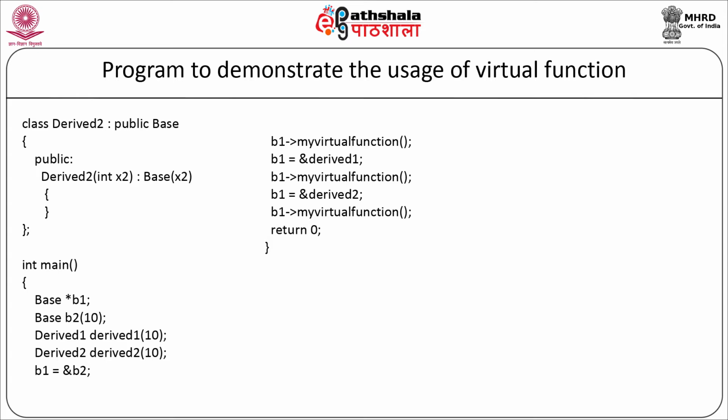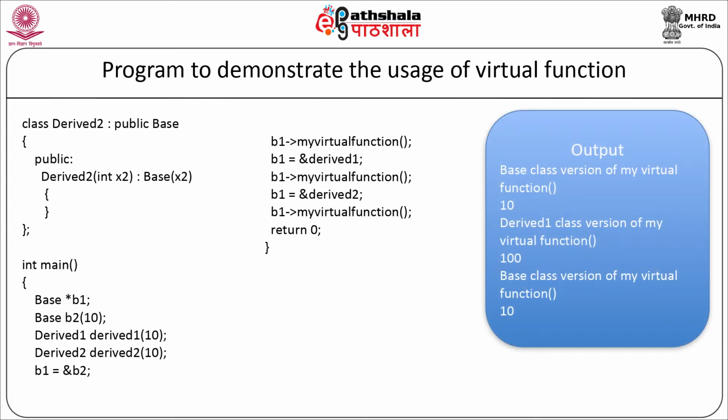Now when the above code is compiled and executed, it will produce the result as base class version of my virtual function, the value 10 of I, then derived 1 class version of my virtual function, the value will be 100, and the third will be base class version of my virtual function, the value will be 10. Now here as you can see, derived 2 does not have the function my virtual function. So the b1 pointer has called the base class version of my virtual function.